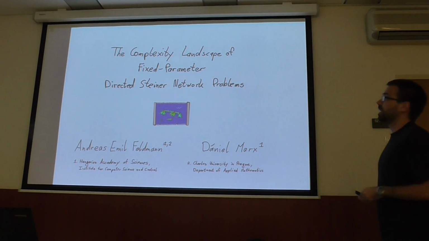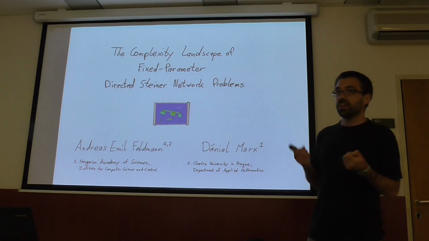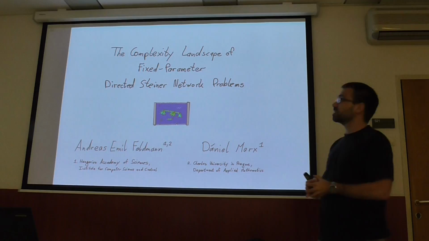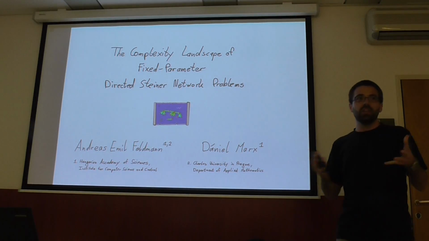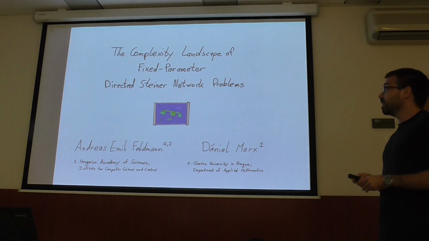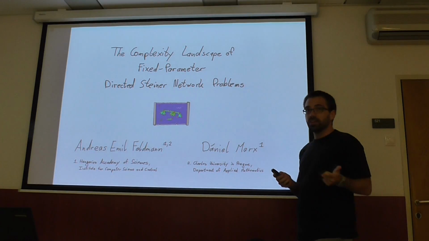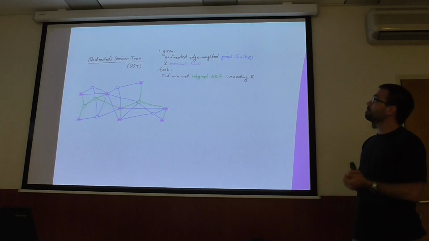Okay, so my task today is to show you the map of the complexity landscape of fixed parameter directed Steiner network problems and how we obtained this map. And for this, let me start you off with a definition of the undirected Steiner tree problem.